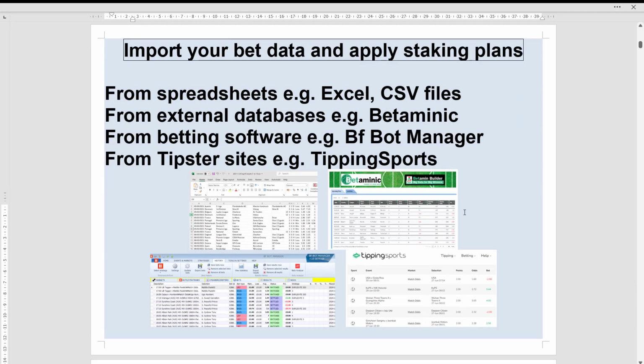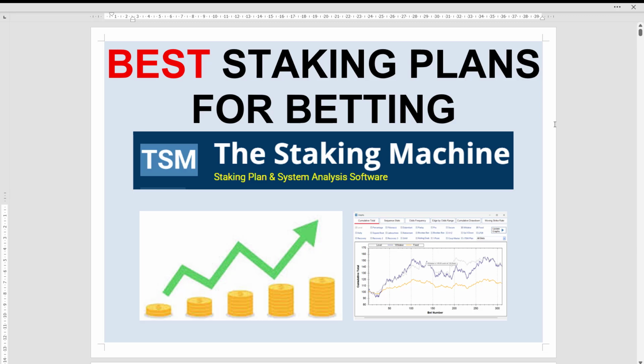So you can import bet data from spreadsheets, external databases, betting software or tipster sites into the staking machine. And the staking machine really is amazing software. I would say essential software if you're serious about betting. If you have bet data, then run it through the staking machine and see which staking plan works best for you. The link to the staking machine is in the description to this video.